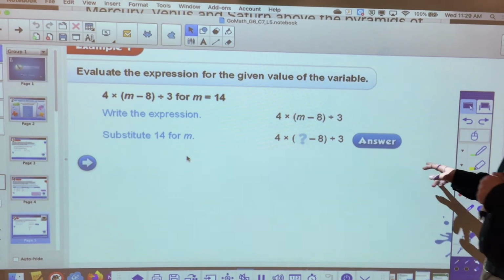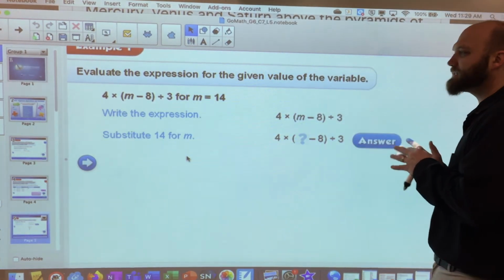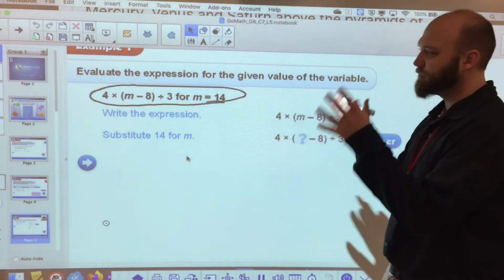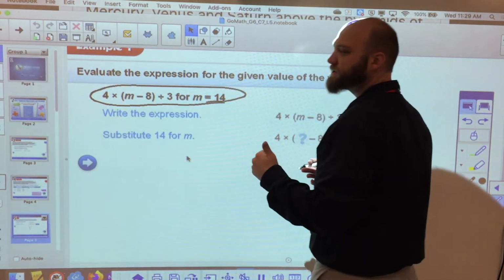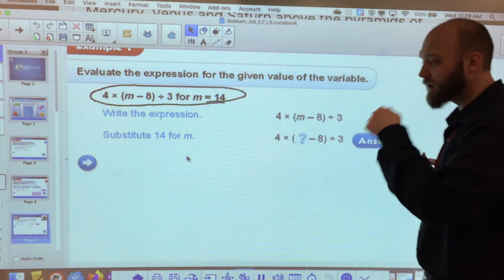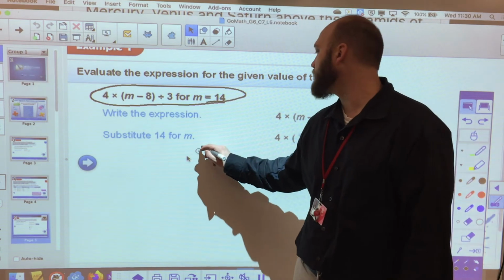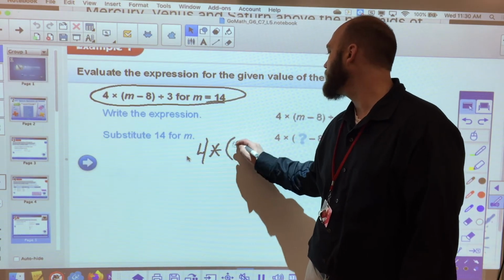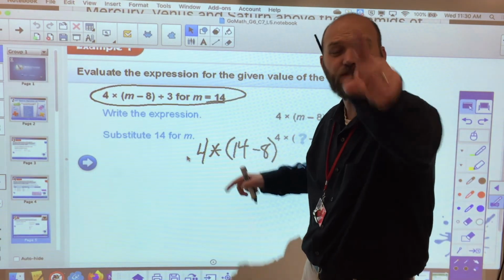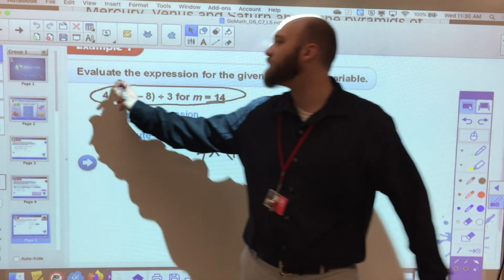Now, if I have a given variable, the expression that we have here is 4 times m minus 8 divided by 3 if m equals 14, right? So separating it out, it would be the product of 4 and m minus 8 divided by 3. So that's my word expression. First thing I'm going to do is I know m equals 14, so I'm going to go ahead and substitute all that. 4 times 14 minus 8. And you might say, well, where'd you get 14? It tells me in the directions. You've got to read your directions. 14 minus 8 divided by 3. And it wants me to evaluate, which means solve.